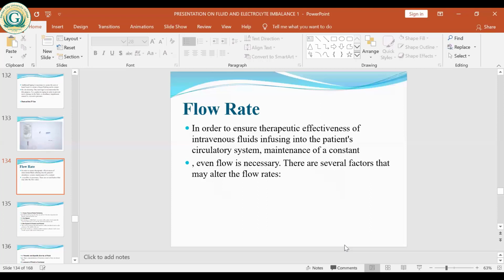If the doctor gives me 5 liters of normal saline, or for example, 2 liters of normal saline and 3 liters of Ringer's lactate, to run these infusions over 24 hours, how do I ensure that my flow rate is going to be maintained?